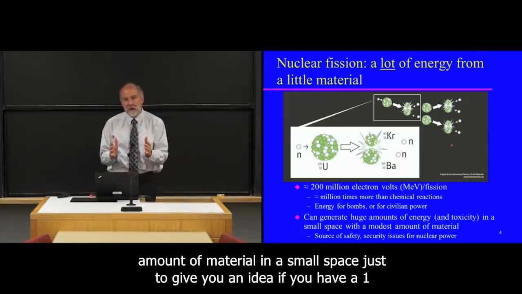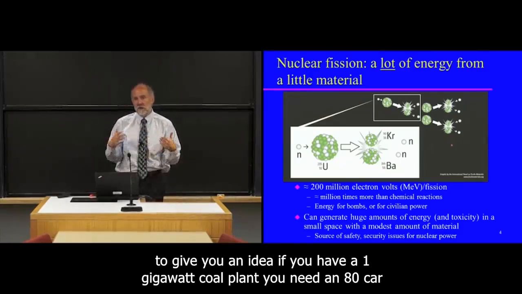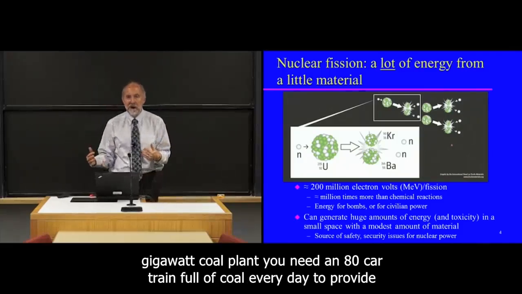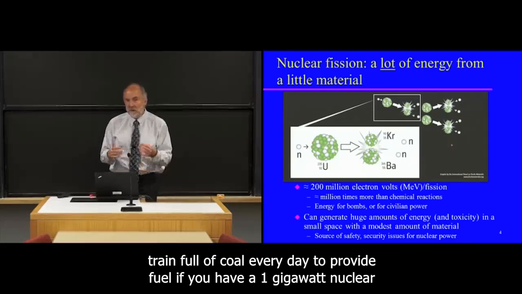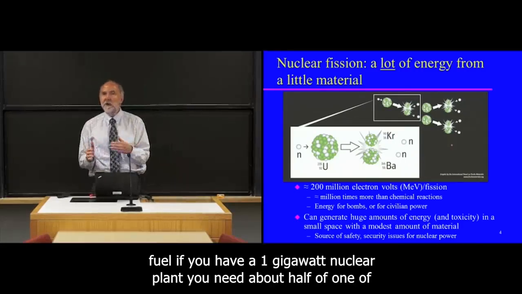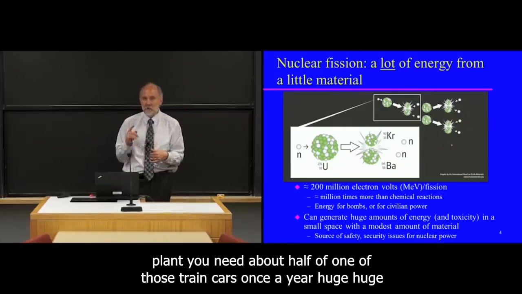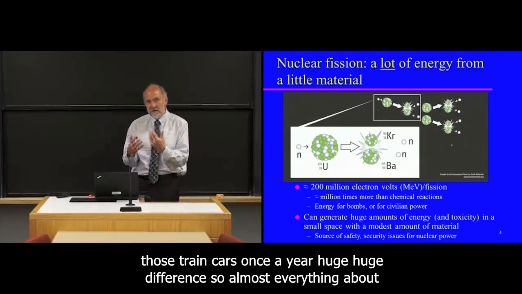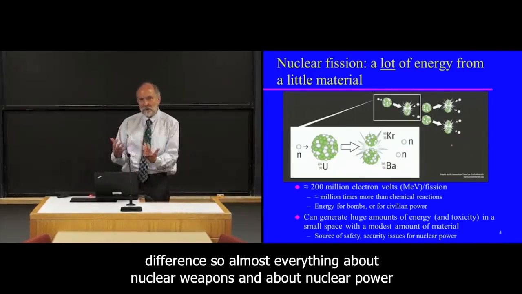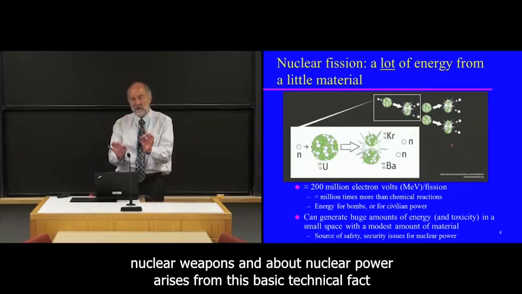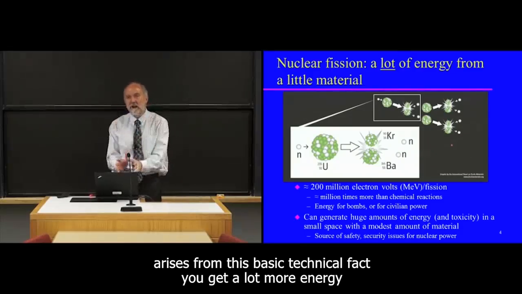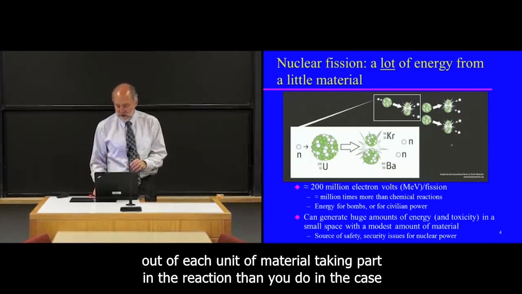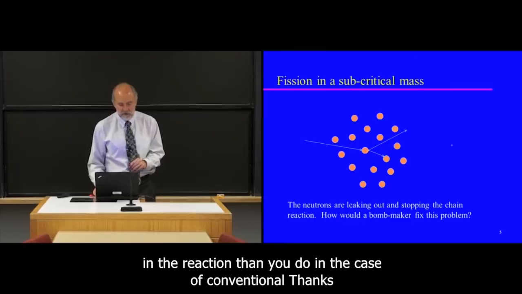Just to give you an idea, if you have a 1 gigawatt coal plant, you need an 80-car train full of coal every day to provide fuel. If you have a 1 gigawatt nuclear plant, you need about half of one of those train cars once a year. Huge, huge difference. So almost everything about nuclear weapons and about nuclear power arises from this basic technical fact: you get a lot more energy out of each unit of material taking part in the reaction than you do in the case of conventional things.